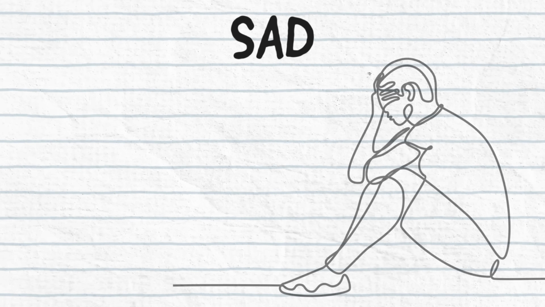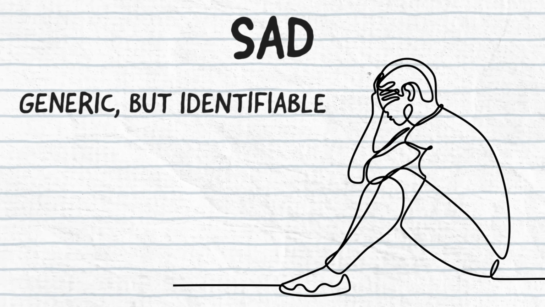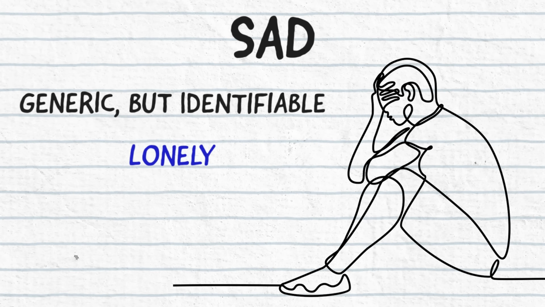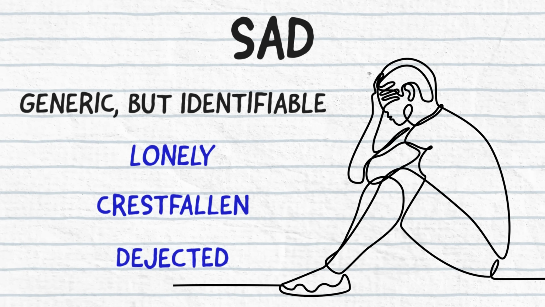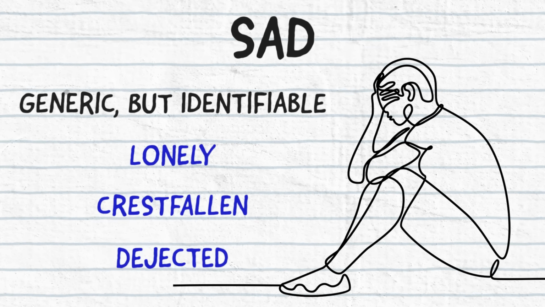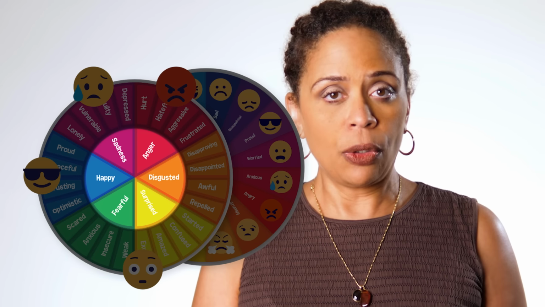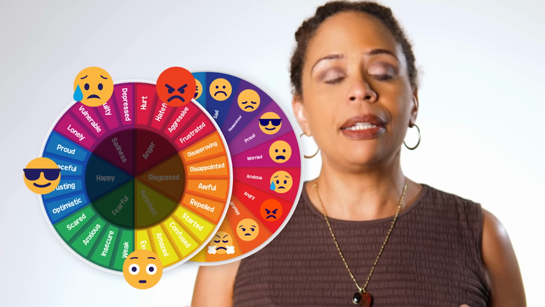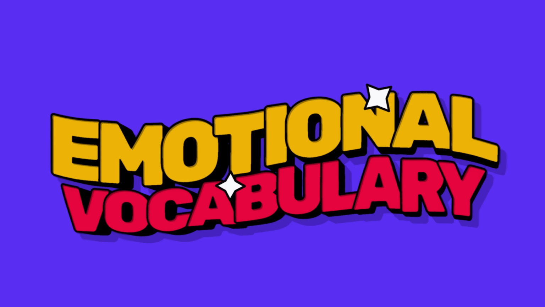For example, sad is pretty generic but easily identifiable. But other emotions in the sad category are lonely, crestfallen, dejected, and I listed these emotions in order of increased intensity. The emotion wheels are usually structured that way with the basic emotions in the middle, and then as you move outward, the related emotions get more specific and intense. You may not correctly identify your emotion each time, but the more you do it, the better you will get at identifying your emotions and increasing your emotional vocabulary.